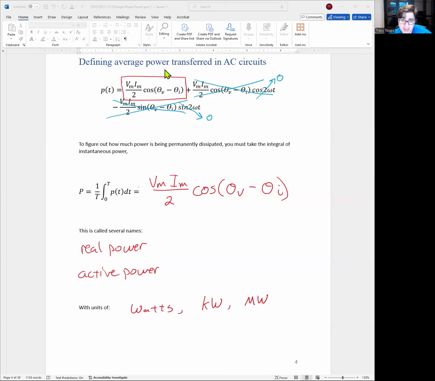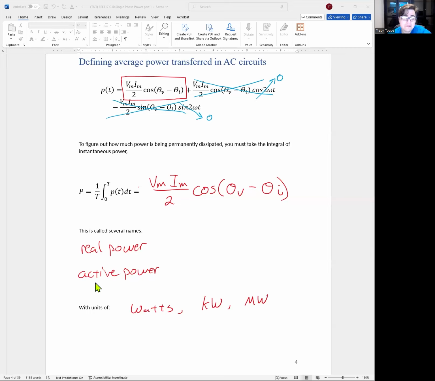The book calls this average power. That's like a mathematical term. I've heard real power and active power as well. What matters the most is this is the amount of power that gets transferred to the load and used up. So if you have a heater running, you're using this real power, this average power, right? Because the energy goes from your wall socket to the heater. It's not going to ping pong back and forth. Once it goes to the heater and turns into heat, it's gone forever.